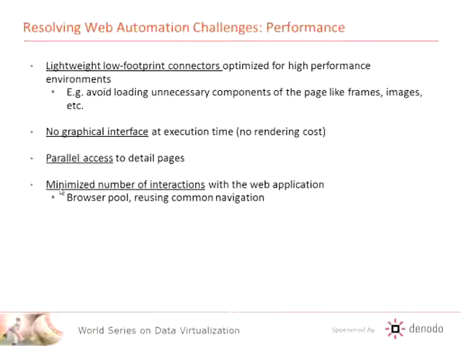When a web automation process ends, instead of destroying the browser, it is sent to a pool so it can be reused later. Denodo also allows the reuse of common navigation. This means continuing the navigation from the point where the last process ended. This can be very useful because it saves the time lost due to the authentication process.